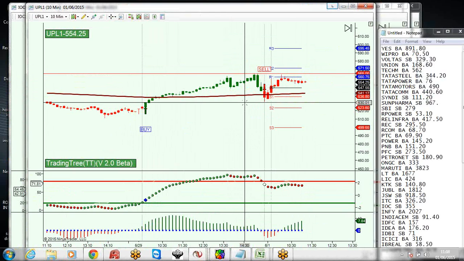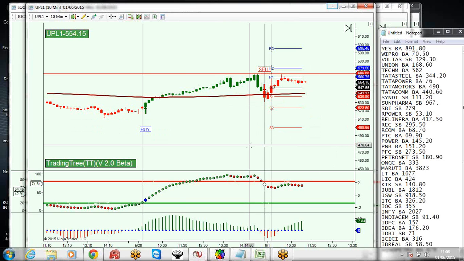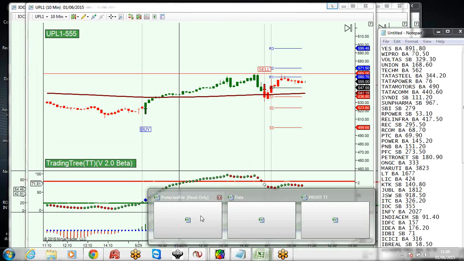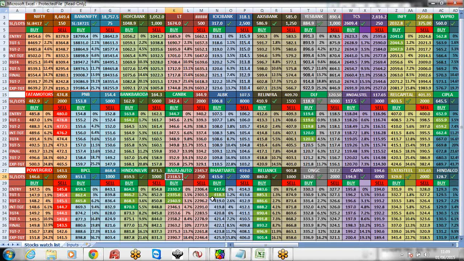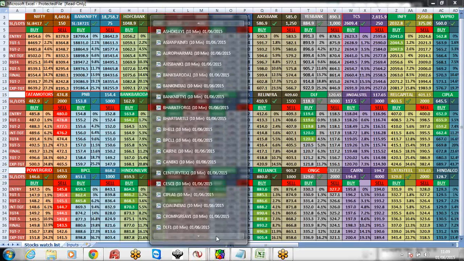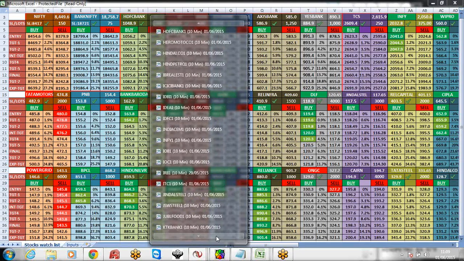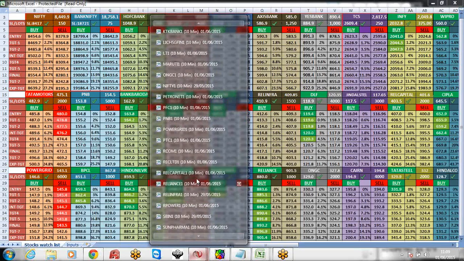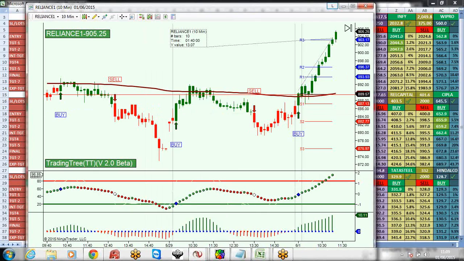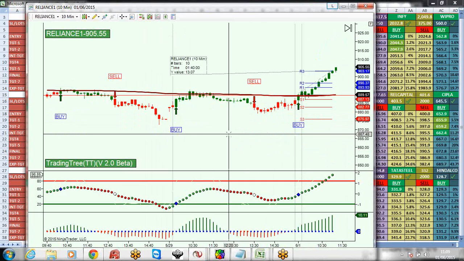So the sell call has not triggered in UPL. So now Reliance has crossed even the R3 level. I will just show you this. So 905, next is 908.